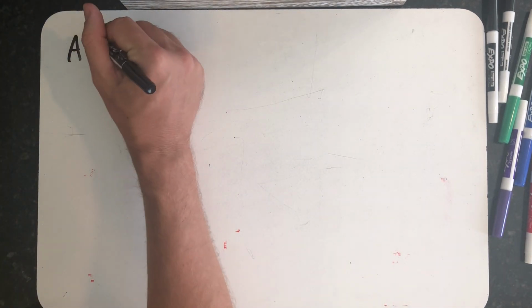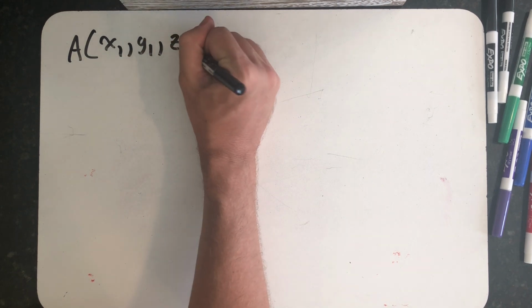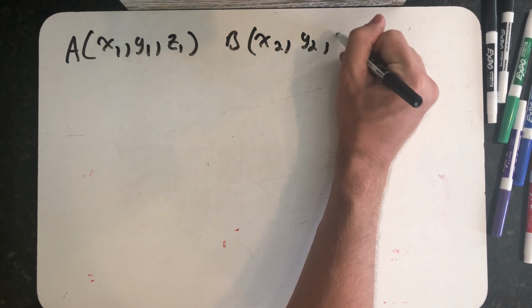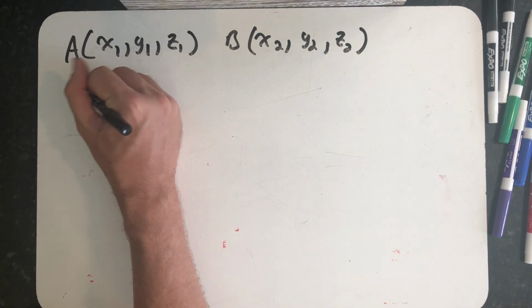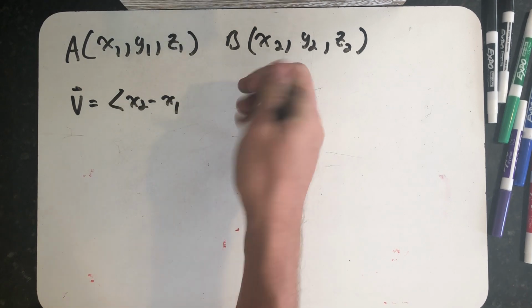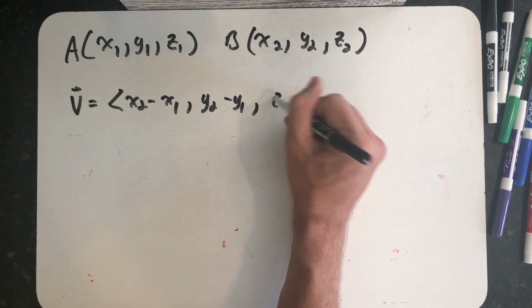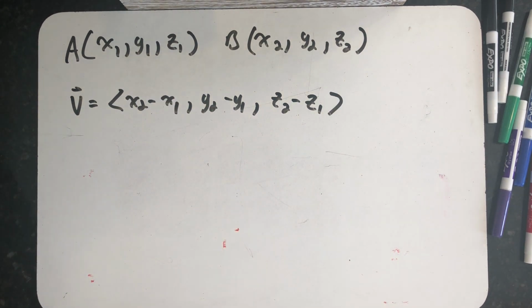In space, I could think of the component form of a vector this same way, just by adding in information about z. The vector that points from A to B in component form, the difference in the x is always terminal minus initial. And I just do that in all of the same components. So here are my vectors in component form.